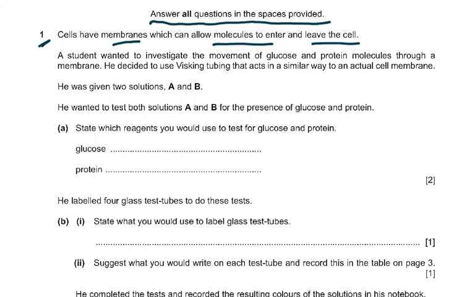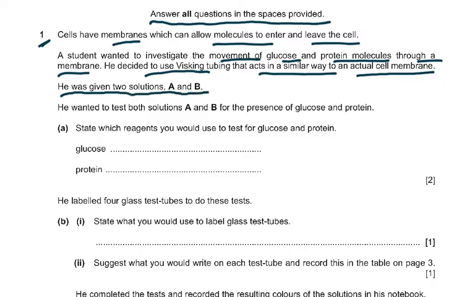A student wanted to investigate the movement of glucose and protein molecules through a membrane. He decided to use Visking tubing that acts in a similar way to an actual cell membrane. So that means it's partially permeable as well. He has been given two solutions, A and B. So in a beaker, he gets two solutions A and B. There's a liquid in it. As it says in the question, it's a solution, so it's not something solid.